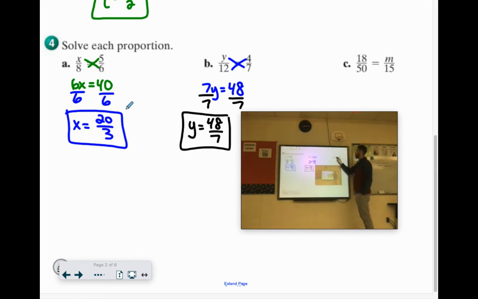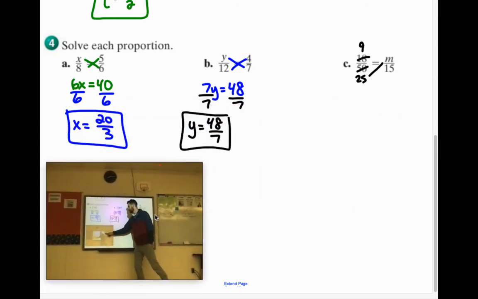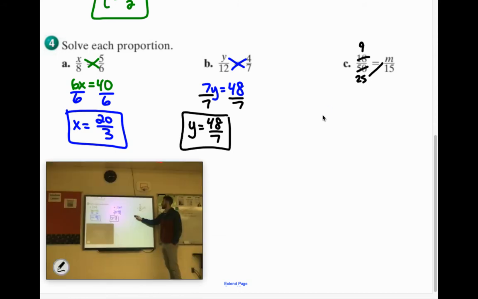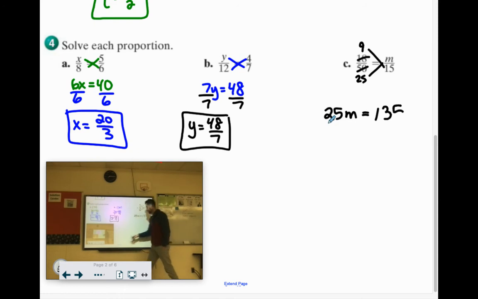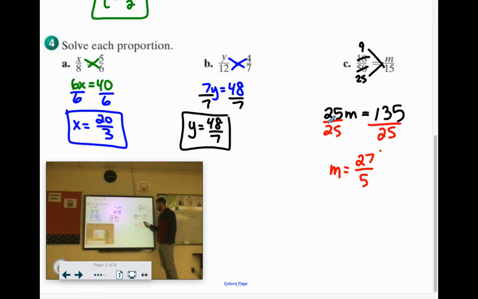We could simplify first here. Cut these in half, 9 25ths. There we go, 25. We move over. Times 15 is 135. So 5 goes into 135 27 times. And 5 goes into 25 5 times.